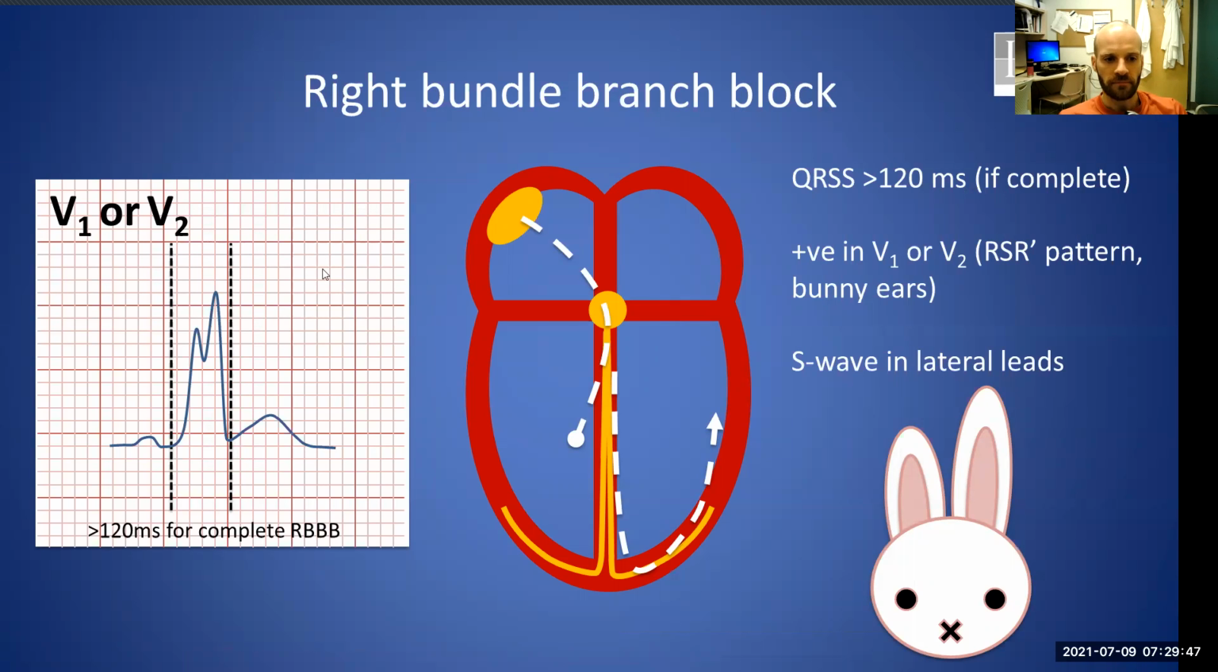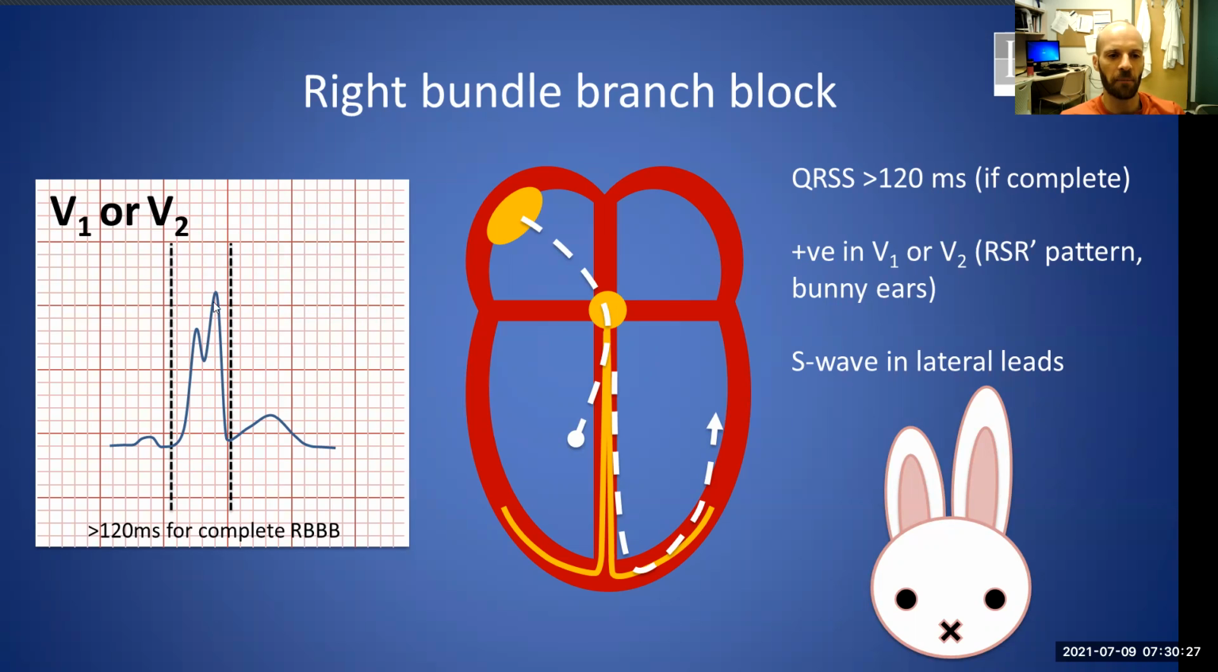Right bundle branch block, on the other hand. So if the left bundle is intact, but the right bundle isn't conducting properly, in this case, we get a different sort of ECG pattern. Once again, for a complete right bundle branch block, our QRS complex is going to be more than 120 milliseconds. But this time in lead V1 or V2, we're going to get positive QRS complexes, which have this funny notch pattern. You get an R wave, then an S wave, and then you get a second R wave.